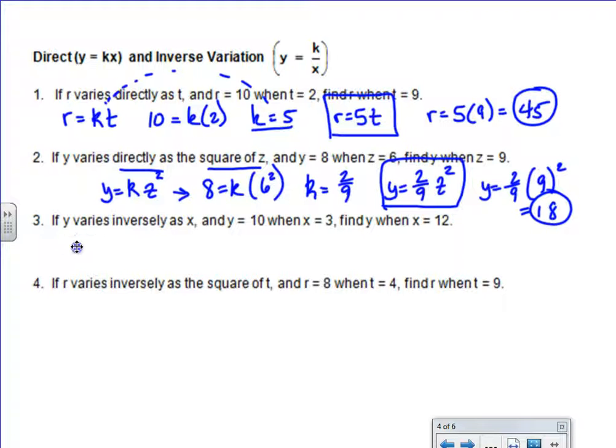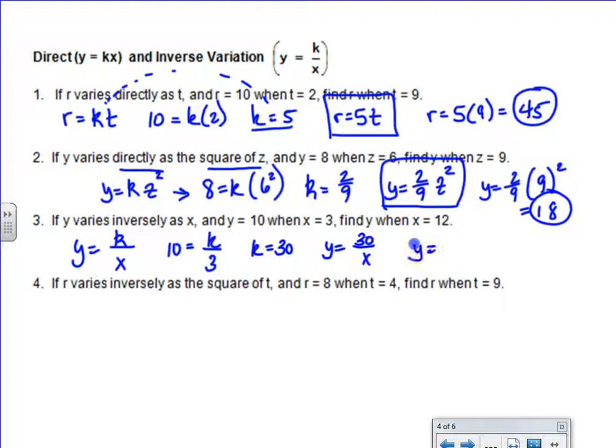Y varies inversely as x. So this time inversely means to take k, and instead of multiplying by the next variable, we're going to be dividing by it. So then we're going to substitute in our clues. Y is 10 when x is 3. The first set of clues just tells you the relationship between y and x, and that's how we find our constant of variation. So multiplying by 3 on both sides, I get a k value of 30. So my general form with the k substituted in is 30 divided by x.